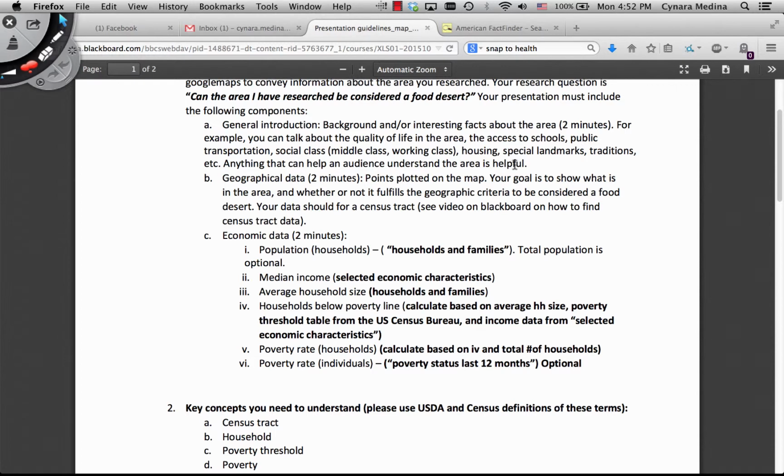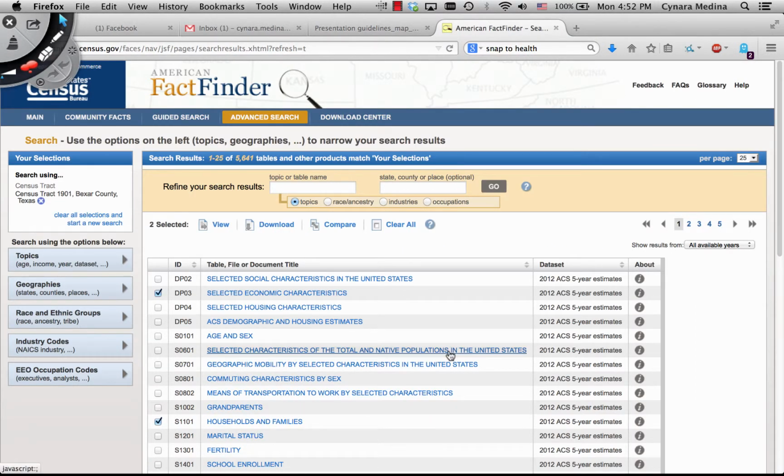Let's look at the data that you need to compile to complete the assignment. Everything you need you can find through American Fact Finder, and once you have limited the scope of the data to just what's on your census tract, just this is the census tract that I selected, then there are two tables that you need to use.